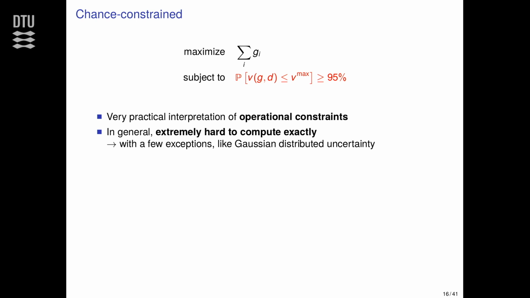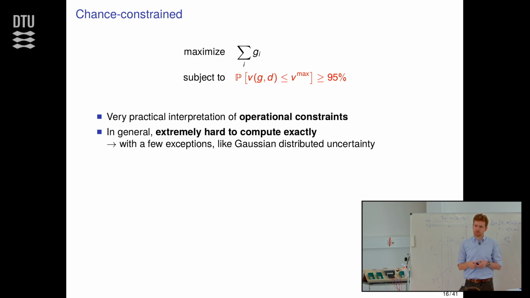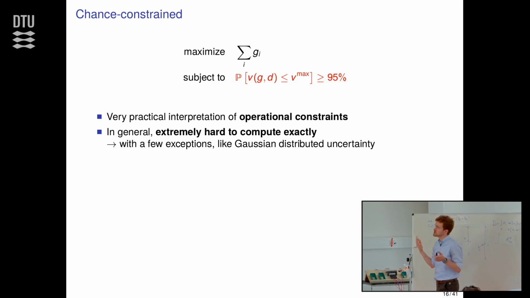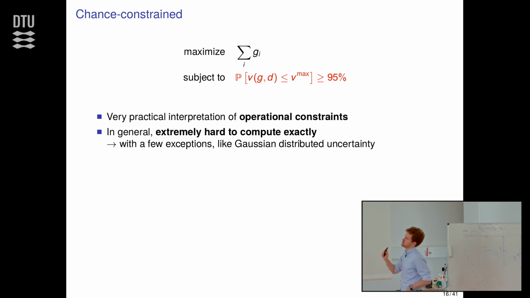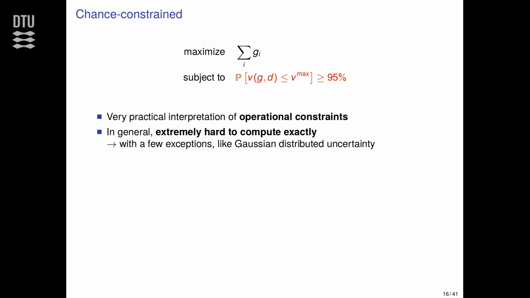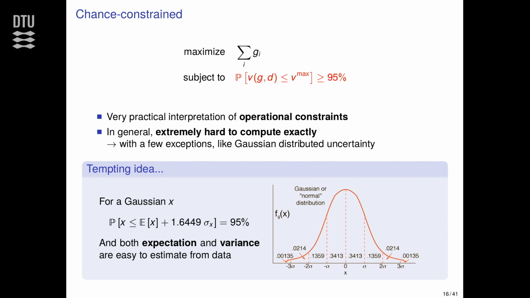Unfortunately, it's typically very hard to compute exactly. If you give a distribution, to know what is 95% of the cases, so what is the tail of the distribution, is typically unknown in closed form for most distributions, right? Except for the uniform distribution or the Gaussian distribution. So if we knew that D is Gaussian distributed, then we would know how to compute this exactly, for example. And this is something that I wanted to try.